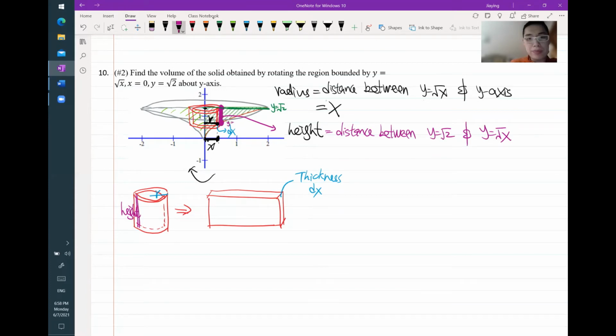So this is y equals square root of x, and this one is y equals square root of 2. The vertical distance between those two curves will give me the height. Since we're looking for vertical difference, we just subtract the two y values. So that's square root of 2 minus square root of x.